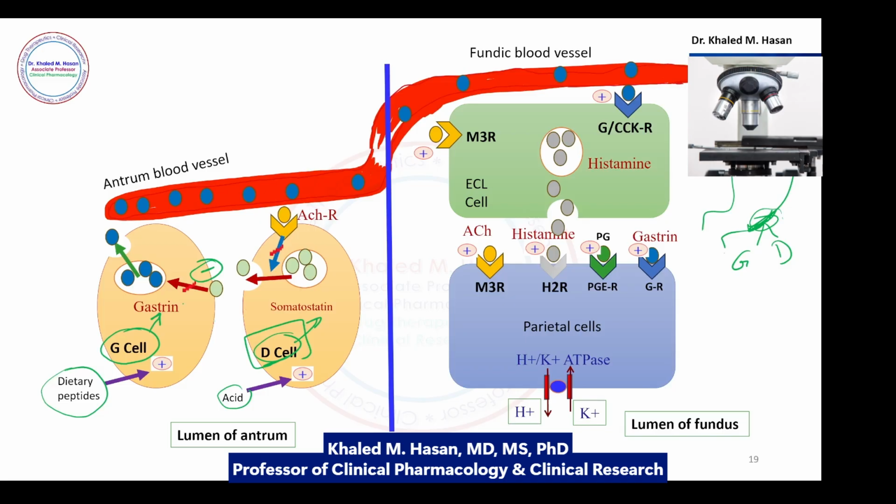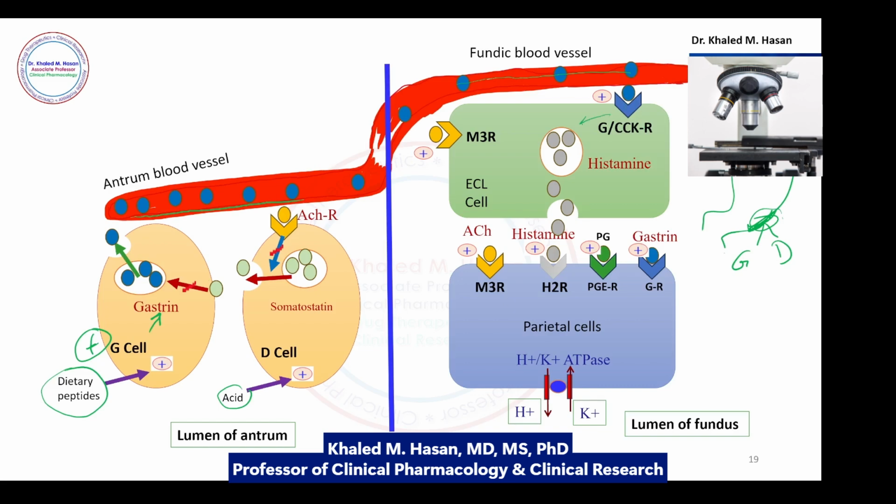Okay, if you don't have this effect in the GI system, we only have stimulation of the G cells. G cells will produce gastrin. Gastrin is a type of hormone. Gastrin released from the G cells enters the blood. You can see it in the blood here, gastrin moving in the blood until it arrives at the fundus. You can see the gastrin, and then gastrin binds to the receptor. This receptor is called the gastrin CCK receptor. So gastrin binds to this receptor.